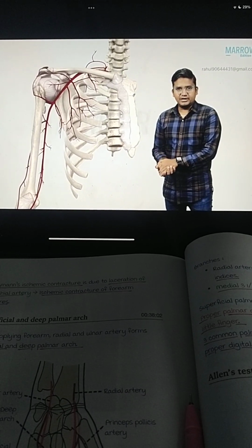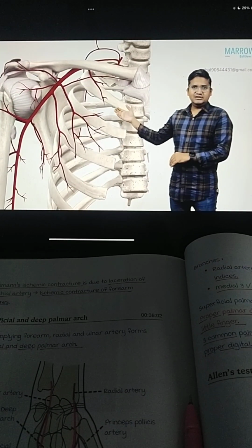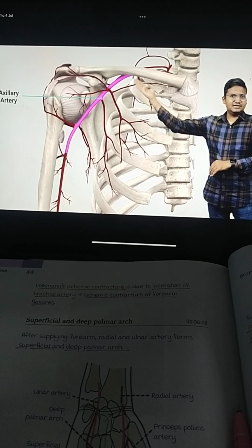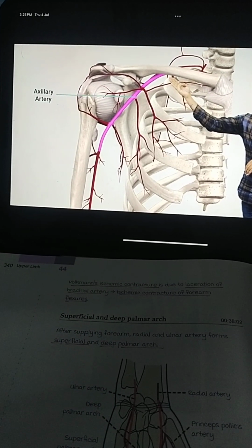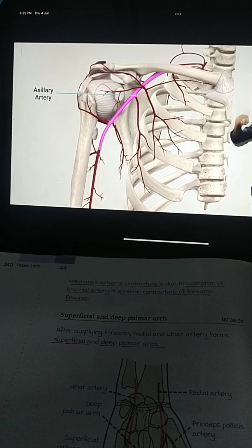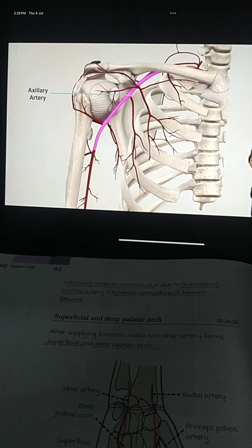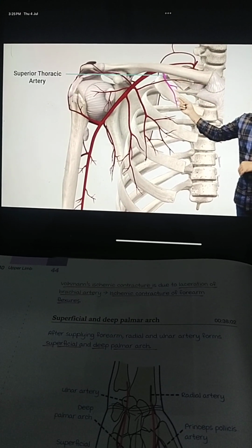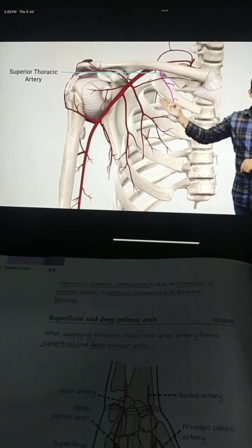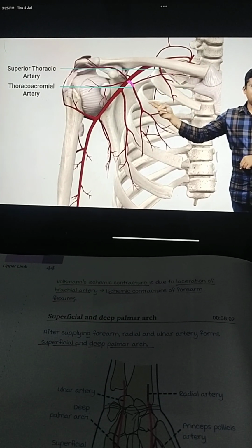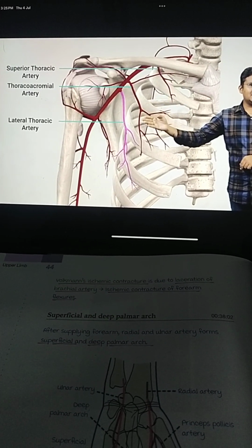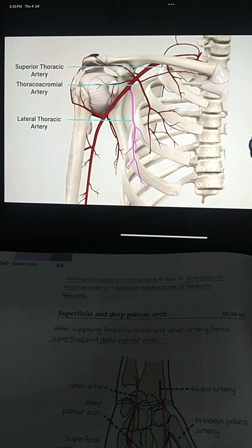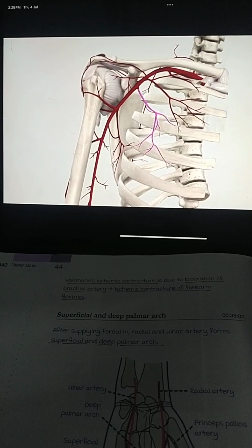Muscles of upper limb. Now that is our axillary artery you are seeing. The axillary artery is divided into three parts by means of the pectoralis minor muscle. What are the branches from the first part? The first part has one branch, that is our superior thoracic artery. The second part has two branches: the thoracoacromial artery, this one, and this is our lateral thoracic artery. Okay, so two branches.